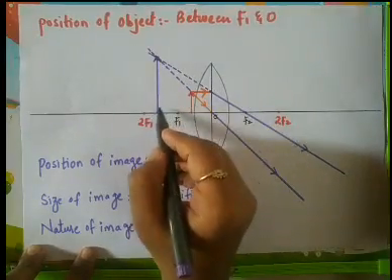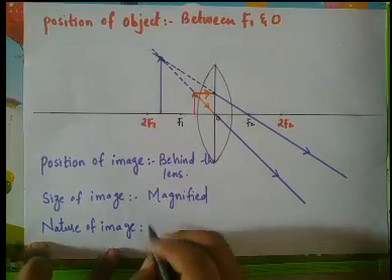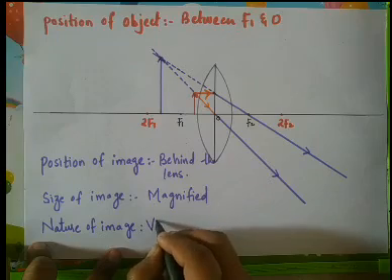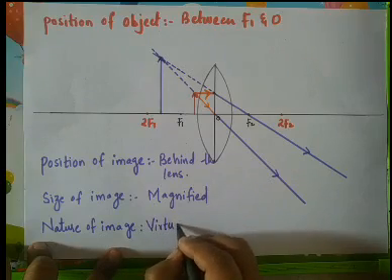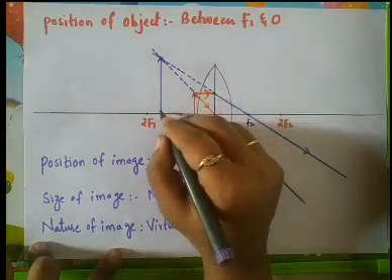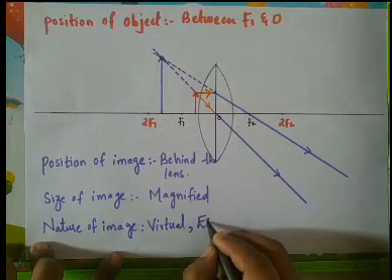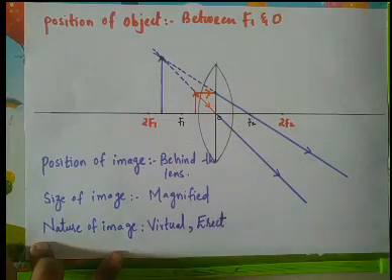And when we have to write its nature, so nature of image, see, the object is on the left of the lens and the image is also on the left side of the lens. So in this case, the image is virtual. It is a virtual image. Okay, and the object is above the principal axis and the image is also above the principal axis. So it is an erect image.